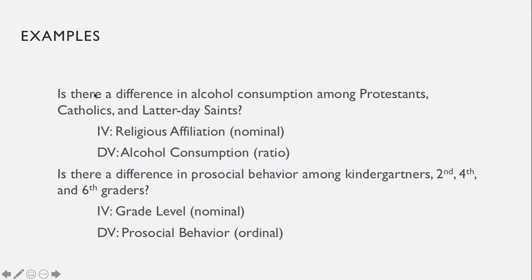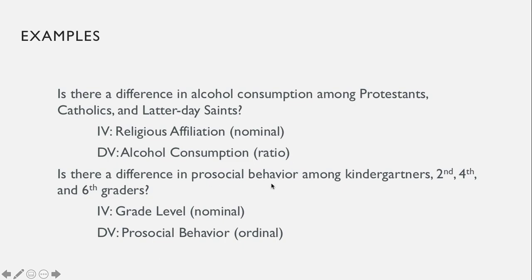So here are some other examples. Is there a difference in alcohol consumption among Protestants, Catholics, and Latter-day Saints? So we have religious affiliation. Because you're comparing Protestants, Catholics, and Latter-day Saints, it is nominal in their groups. And then you're wanting to see how they're different in their alcohol consumption levels.